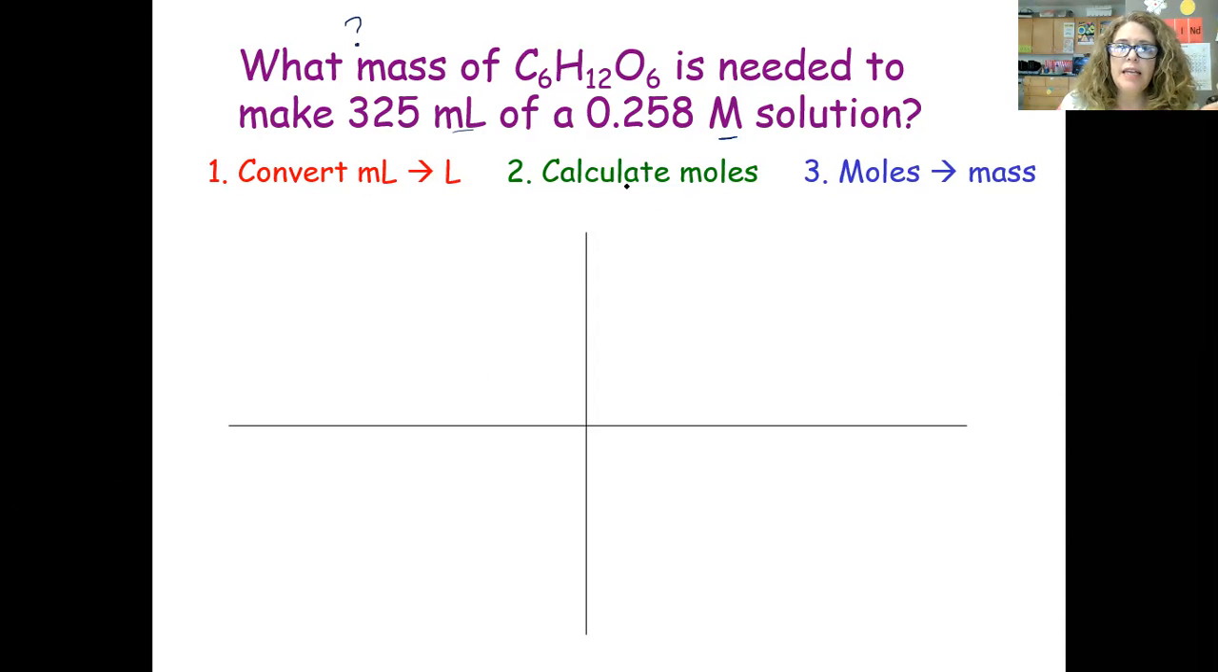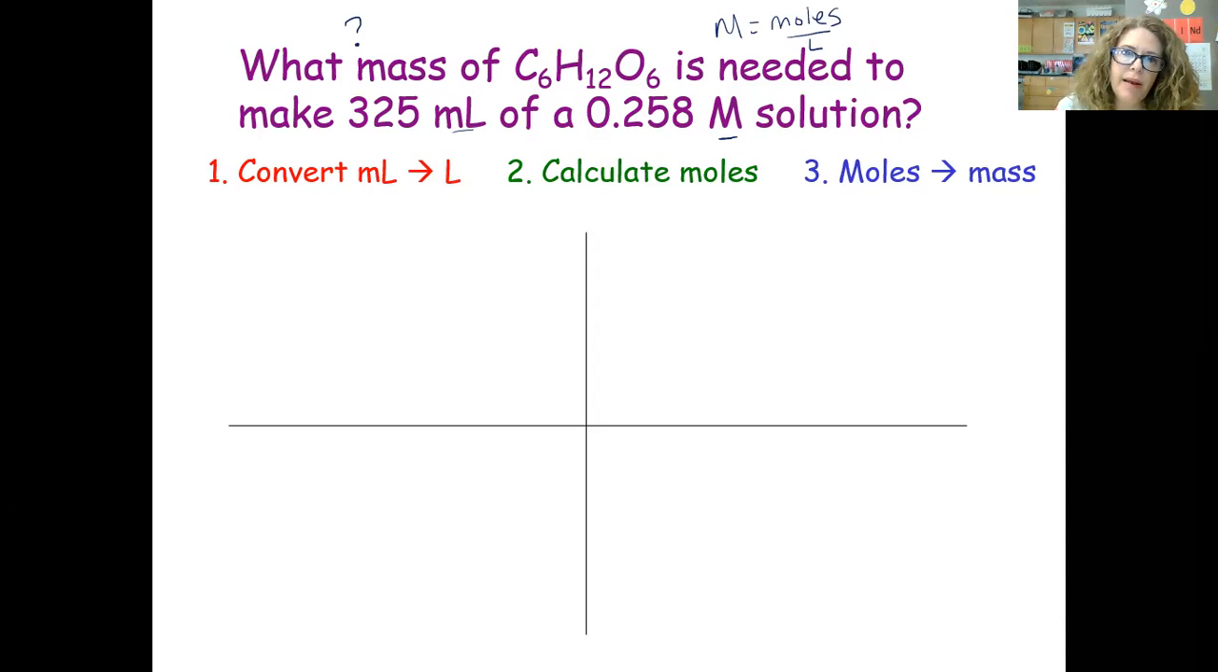I also need to figure out, in order to end up with this mass, I need to get to moles, right? Because if we're thinking about this capital letter M, right? Capital letter M is my formula, moles divided by the liters of solution.